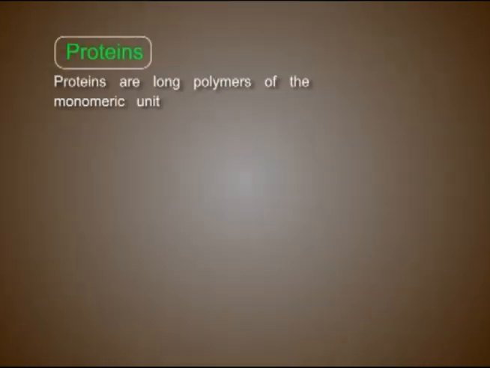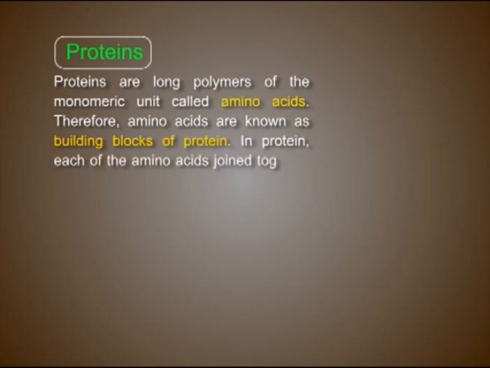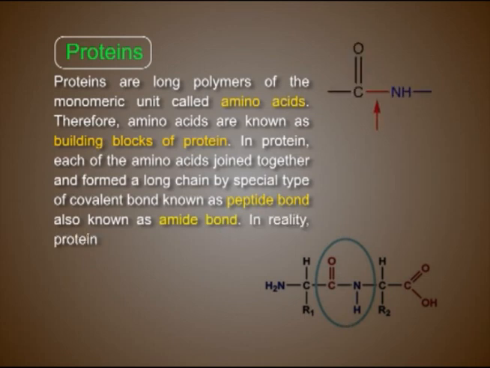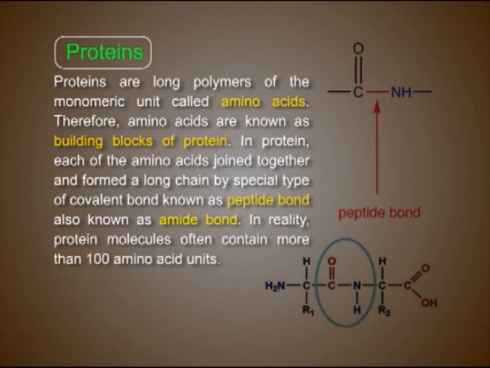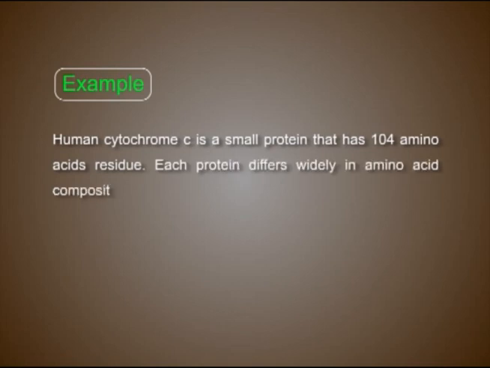Proteins are long polymers of the monomeric unit called amino acids. Therefore, amino acids are known as building blocks of protein. In protein, the amino acids join together and form a long chain by a special type of covalent bond known as peptide bond. It is also known as amide bond. In reality, protein molecules often contain more than 100 amino acid units. For example, human cytochrome C is a small protein that has 104 amino acid residues.